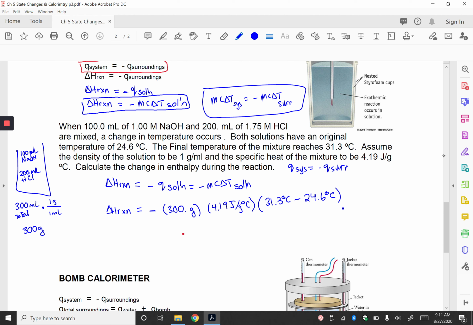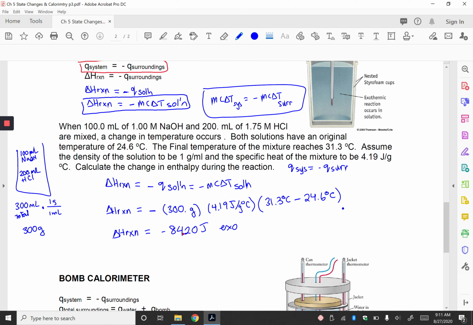Now, if I were to plug in just this part without the negative, that's going to be my MC delta T of solution, which is Q of solution. That should be positive, right? Because this reaction is exothermic, so that means giving off heat to my solution, so my solution is absorbing energy. Because I put that negative there, that makes it the delta H of the reaction, and it's going to be a negative value. So my delta H of the reaction ends up being negative 8,420 joules, which is consistent with it being exothermic because my temperature went up.